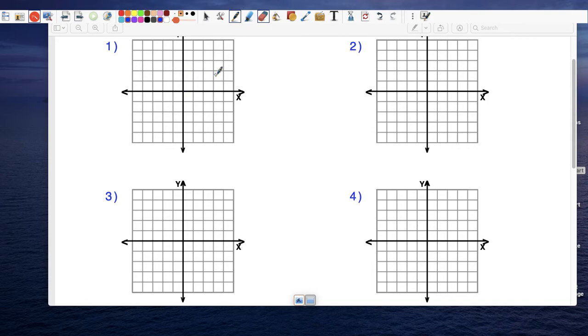All right. 23. You know what? I might as well just do everything. 23 is negative x plus what? 2. Don't forget, and I'm just going to rewrite this as this.